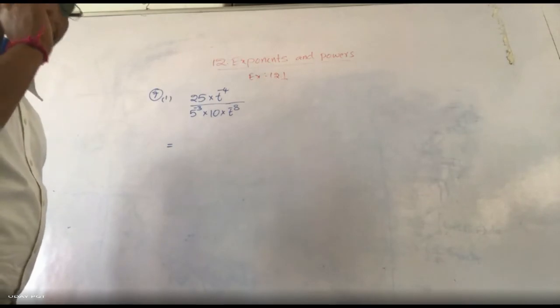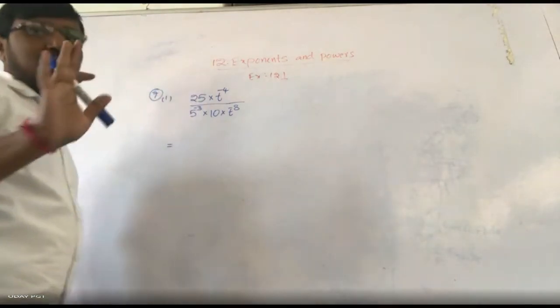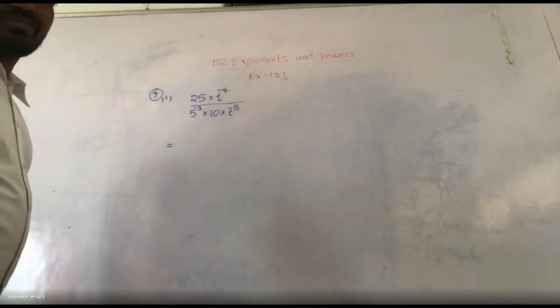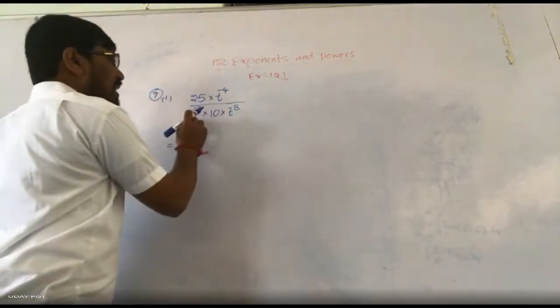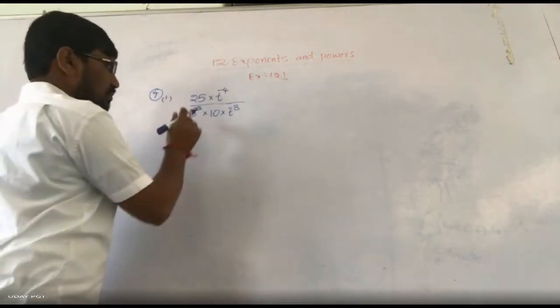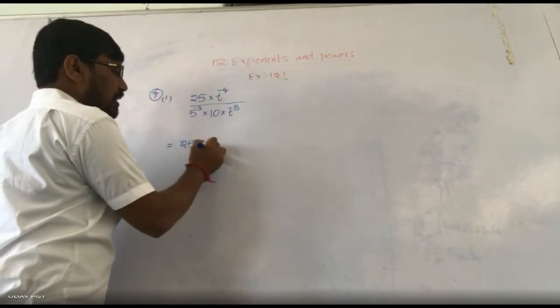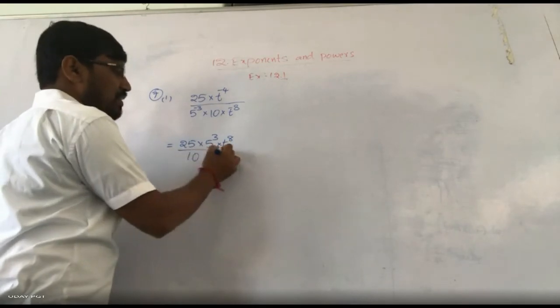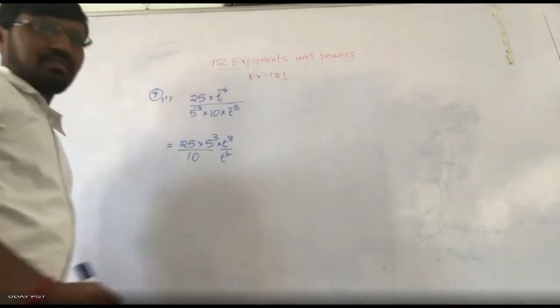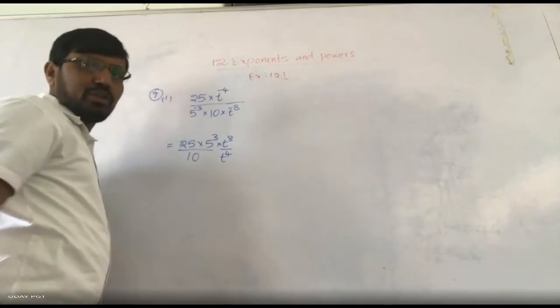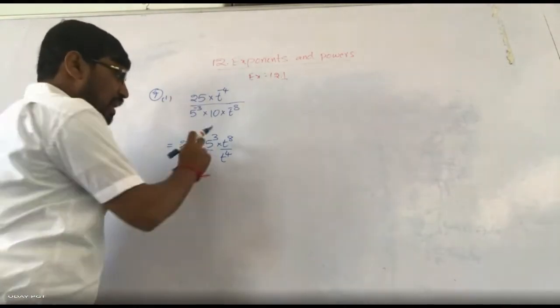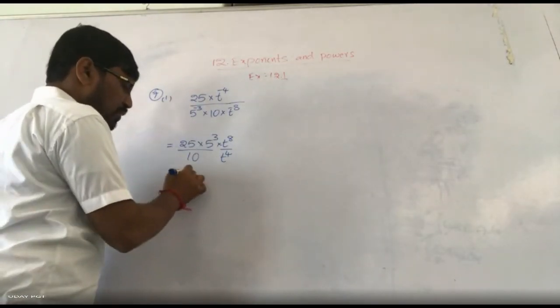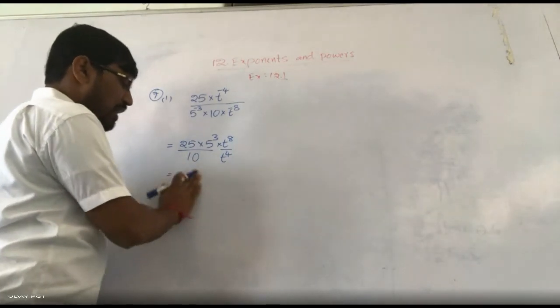Whenever you want to simplify, make the powers positive first, or take them to the numerator. So I write 25 into 5 power 3 into t power 8 divided by 10 into t power 4. I just made the negative powers positive. 5 power 3 value is 125, and 25 can be written as 5 square.